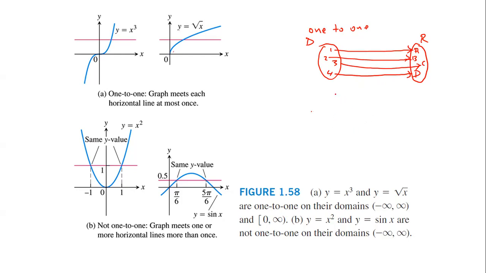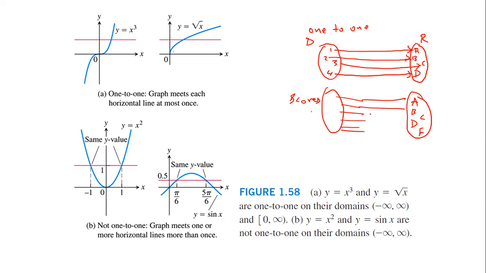Okay, let's suppose that these are your scores, and over here, the grades. Could be A or B or C or D or God forbid F. Okay, the mapping will be what? Is it going to be one-to-one? That means only one student gets an A, one student gets a B, one student gets a C, one student gets a D, one student gets an F.